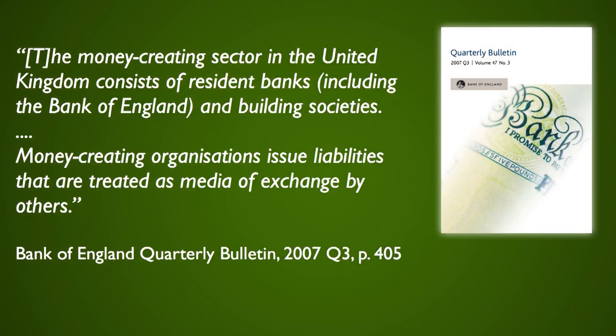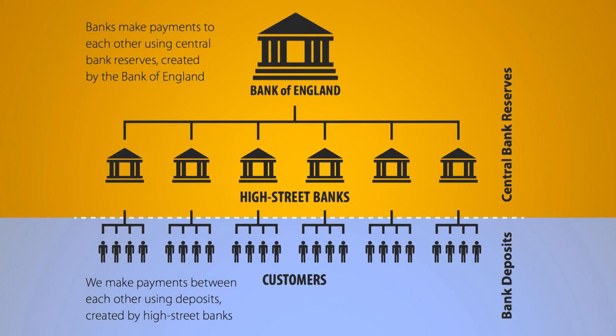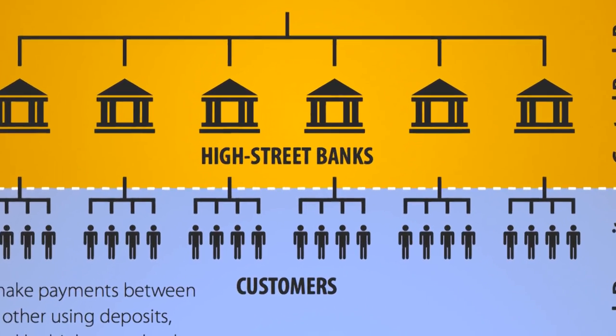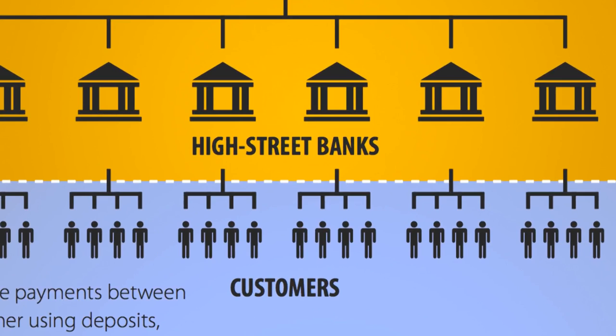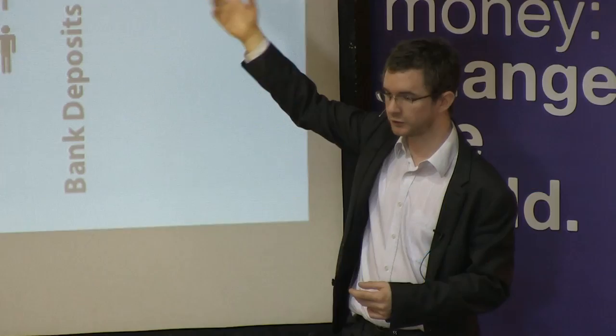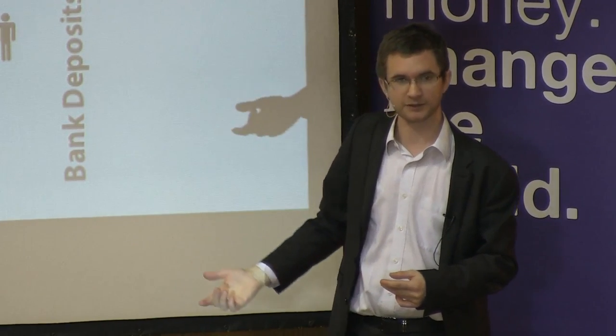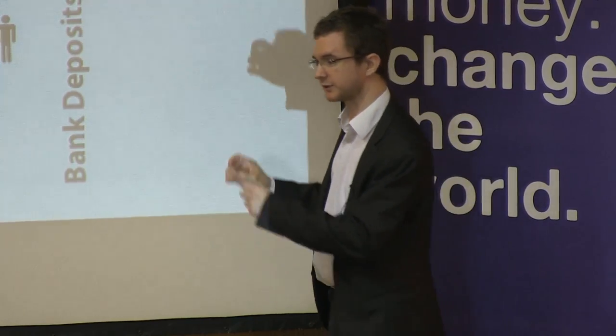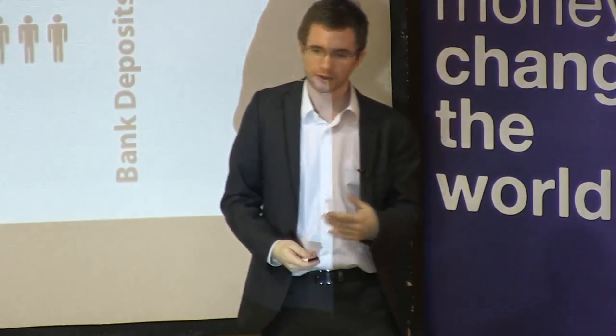As I said, banks currently have the power to create money because the liabilities that they issue are the money that we use in the economy. So money creating organizations issue liabilities that are treated as media of exchange by others. We use these liabilities to make payments to each other. In the current system, we're using the liabilities of these banks to make our payments. And what we do through the particular reforms outlined in the book is that we actually start using money that is created by the Bank of England. So instead of you using a promise to pay from a bank as your way of paying somebody else, you're actually using real electronic money that is being created by the Bank of England.